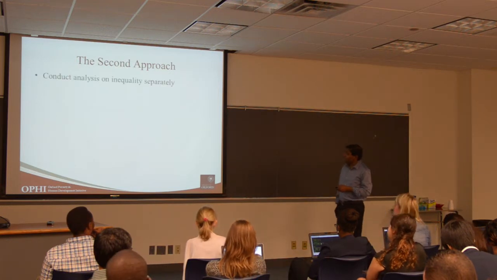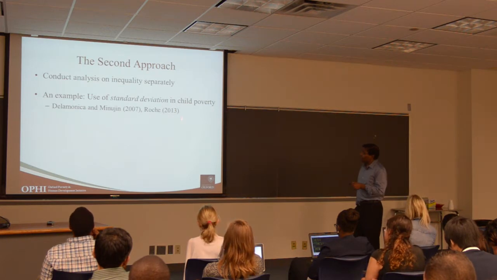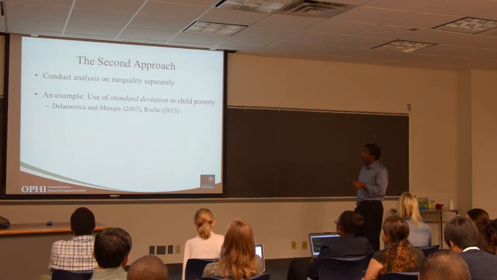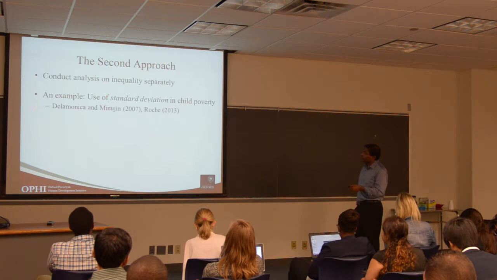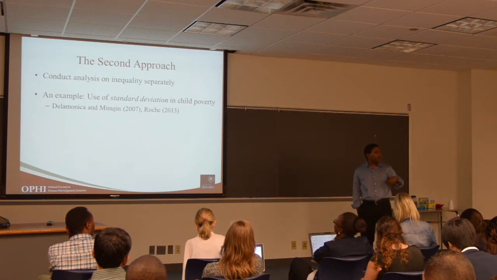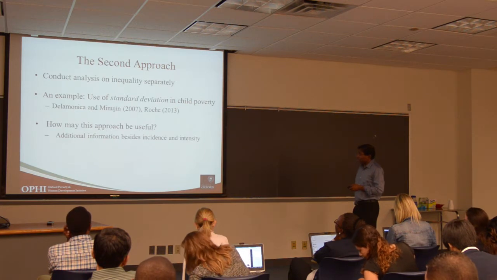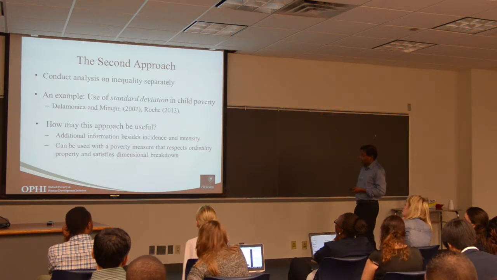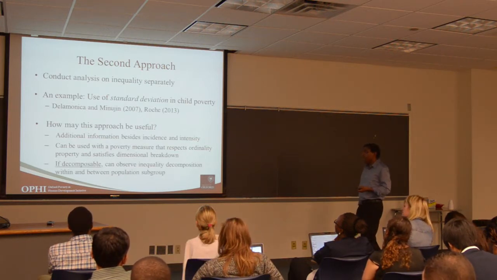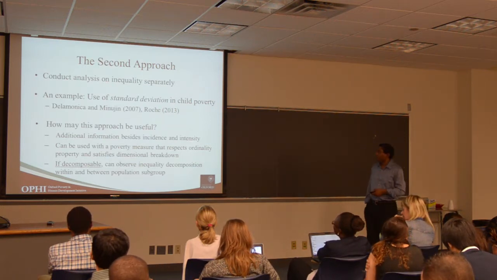Okay. The second approach: conduct inequality analysis separately. There are examples where different people have tried to use different inequality measures to capture this. For example, this research used a counting approach to measure poverty and then used standard deviation to understand the inequality in distribution among the poor. How may this approach be useful? It can provide additional information besides incidence and intensity, and can be used with poverty measures that respect ordinality and dimensional breakdown. And if you can decompose a particular inequality measure, you can also see the between-group and within-group inequality and so on.